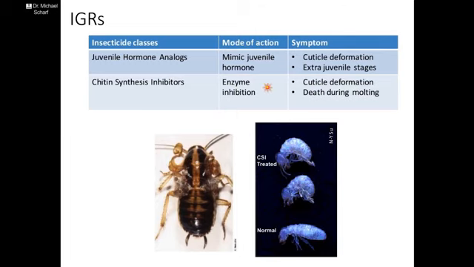And then we have the chitin synthesis inhibitors, which inhibit the enzyme that produces chitin, and that leads to cuticle deformation and death during molting. And here, down at the bottom, you can see some really nice pictures of termites that are affected by chitin synthesis inhibitors. They show this hunchback kind of pattern even after they molt, which means they are not very happy termites. So that's the IGRs.